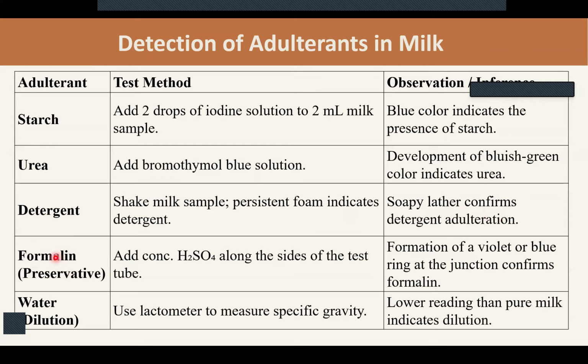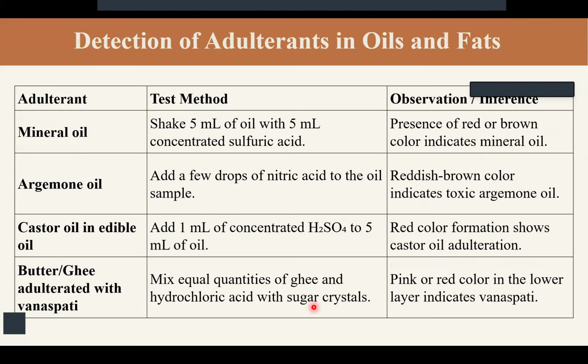The next adulterant is formalin, which is added as a preservative. The addition of H2SO4 along the sides of the test tube will lead to the formation of a violet or blue ring if formalin is present. When excess water is added, we can identify it using a lactometer. The next is adulterants in oils and fats. Mineral oil can be identified by shaking it with concentrated sulfuric acid. If it turns red or brown, it indicates that mineral oil is present in the sample. Argemone oil can be identified using nitric acid, and castor oil can be identified again by adding H2SO4.